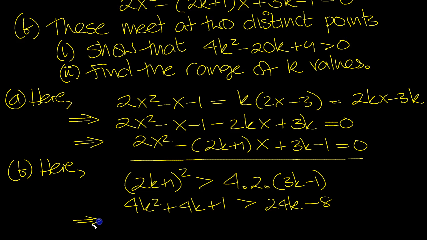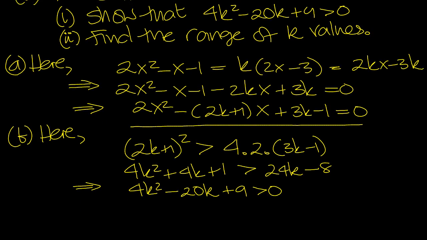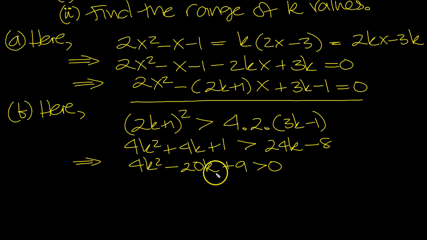So that tells us then 4k squared. Move this 24 through to minus 24. 4 take 24 is minus 20. And then 1 plus 8 now, because we move that through, becomes plus 8, is 9. So that needs to be greater than 0, which is what we wanted to show. Find the range of k values here then. So when is that greater than 0?